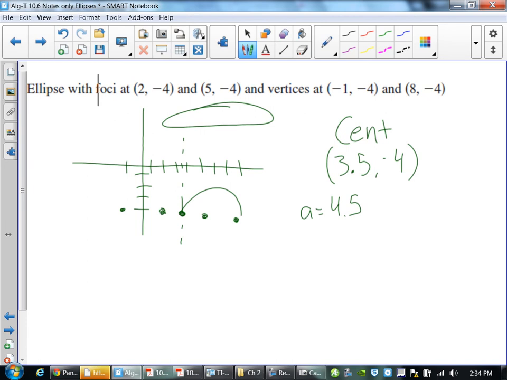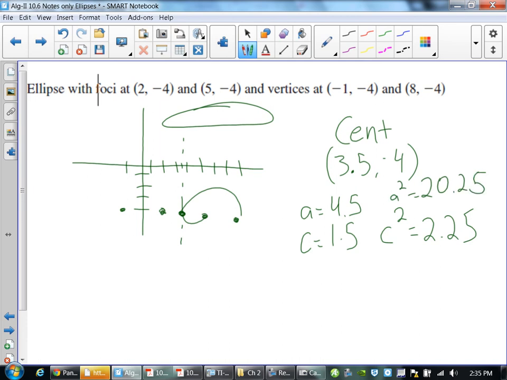To go from 3.5, your center, to the focus, which was at 5, is how much? 1.5. Center to the focus is c, that's what you drew on the board the other day. So now you find a squared, b squared, and c squared. c squared: 1.5 squared is 2 1/4. 4.5 squared, if I'm not mistaken, is 20 1/4. So a squared is 20 1/4.